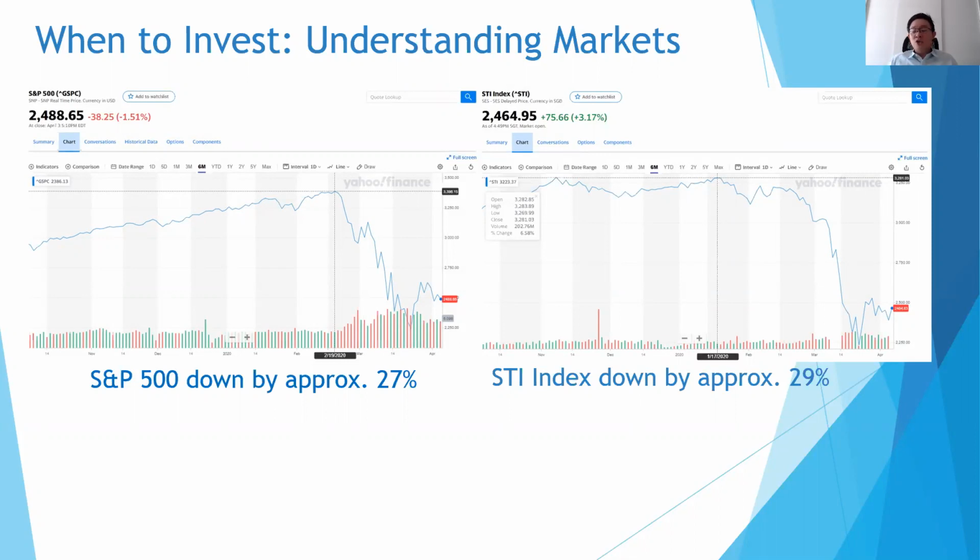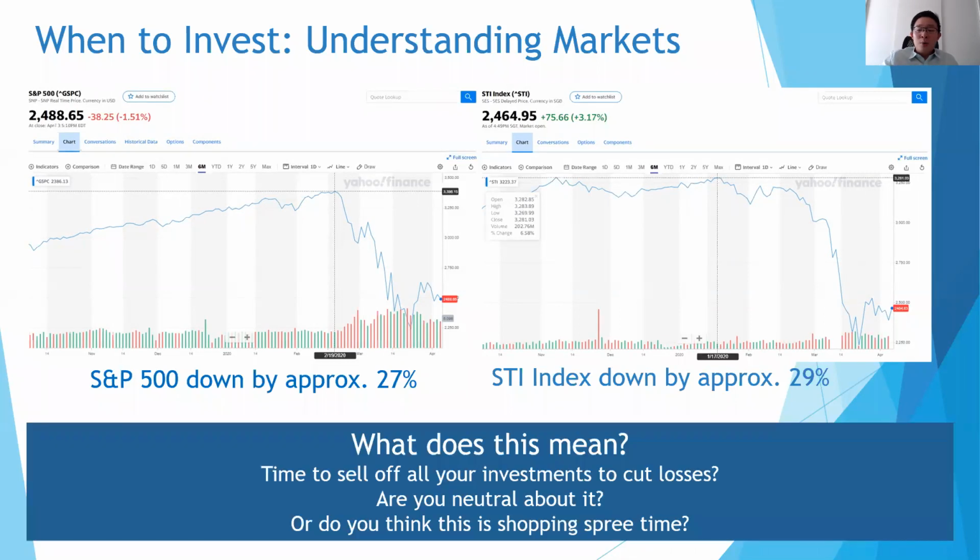When the whole market drops big time, what's your thought process? When a lot of people say markets are down, is it time to sell off any investments that you're holding to cut losses? Are you pretty neutral? I'm not an investor, so I don't really care about what this is about. Or is it time to go on a shopping spree? I like to use this term.